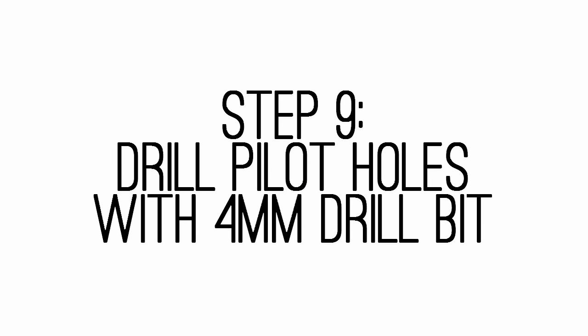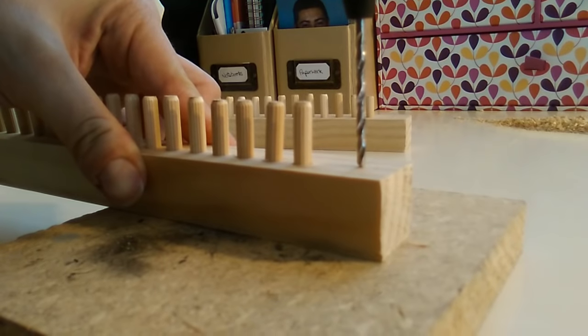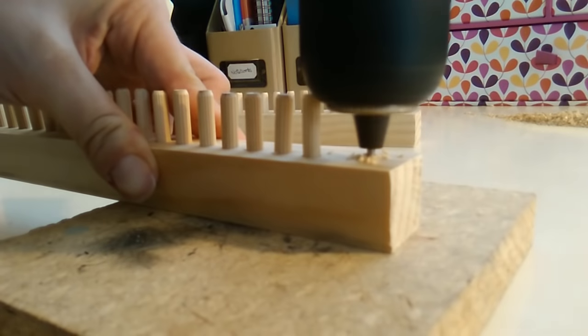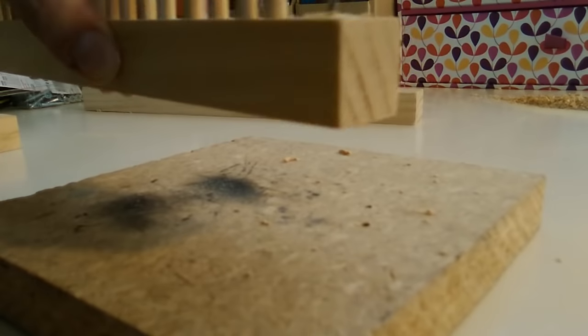Now we need to drill the pilot holes with the 4mm drill bit. Because we're going to be drilling all the way through the top and bottom pieces, you will need to put a scrap piece of wood underneath so that you don't drill into whatever surface is underneath. And then just go all the way through. See? All the way through.